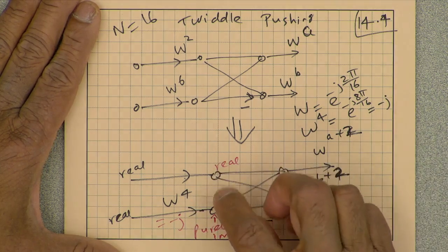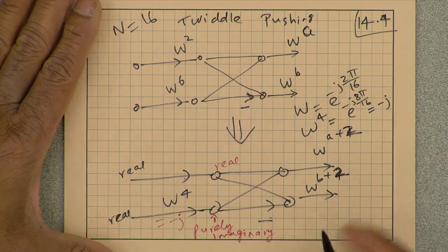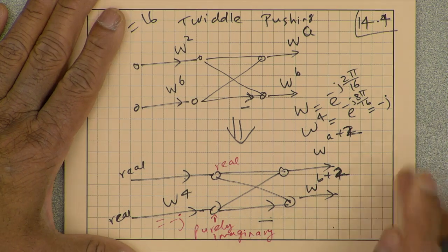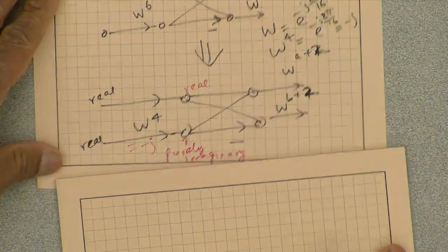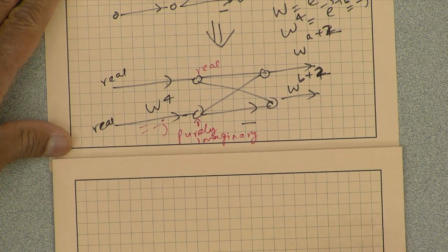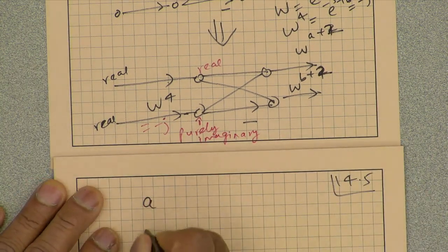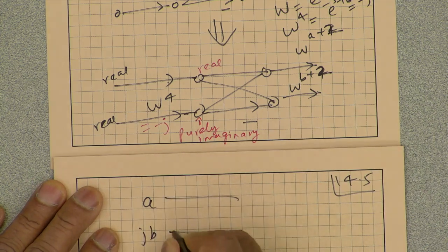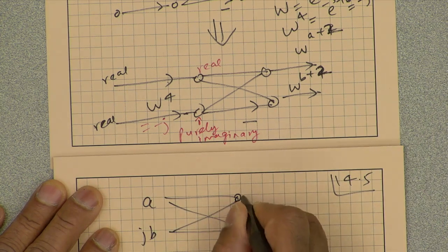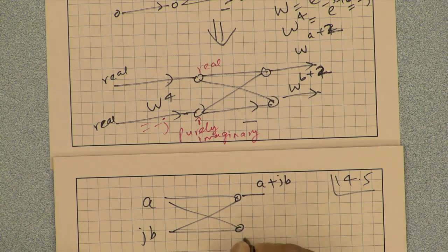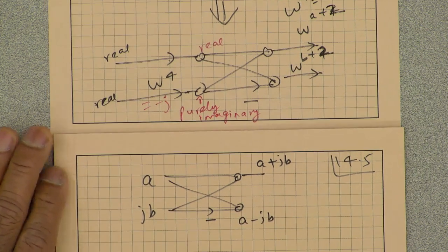If we have a real quantity here and an imaginary quantity here, and we are computing this butterfly operation, so I have something like A and jB, and we have this butterfly here. So what are we computing here? This is A plus jB and this is A minus jB. Okay, that's what the butterfly computes.